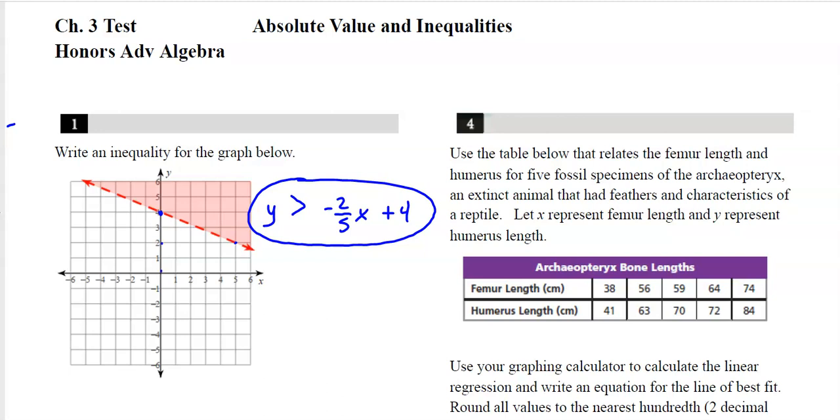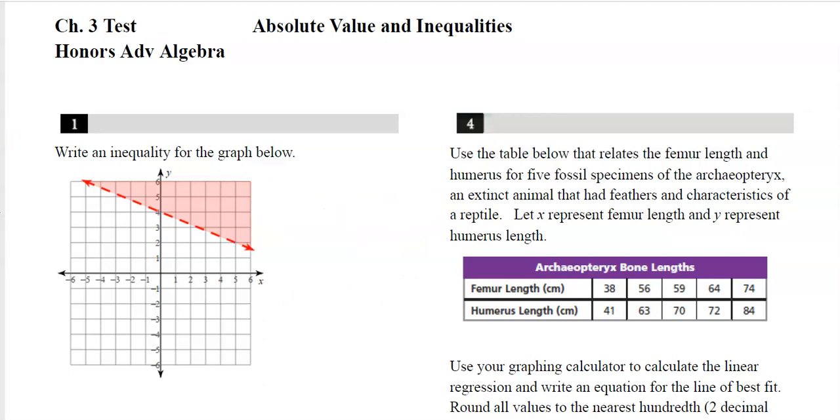Also, if you tested a point, if you tested 0, 0, you would get 0 is greater than 4, which is false. So that means do not shade the 0, 0 side, but shade the other side. All right, let's go to number 2.